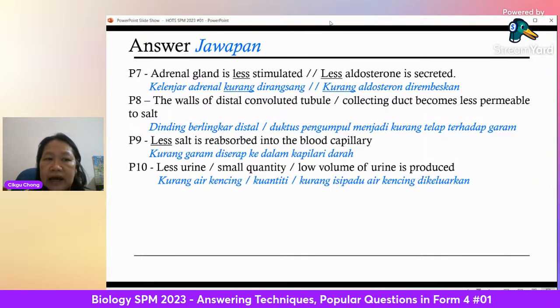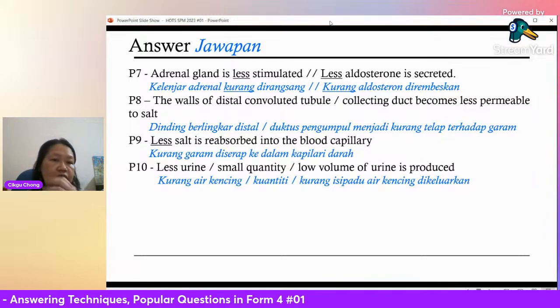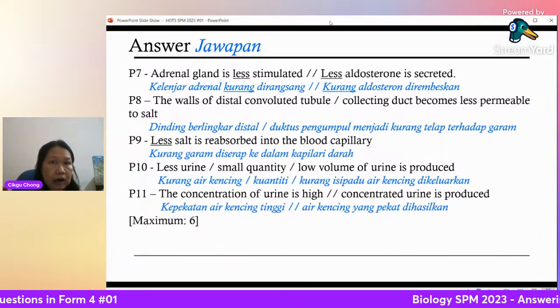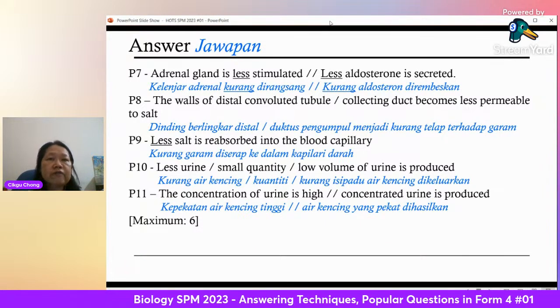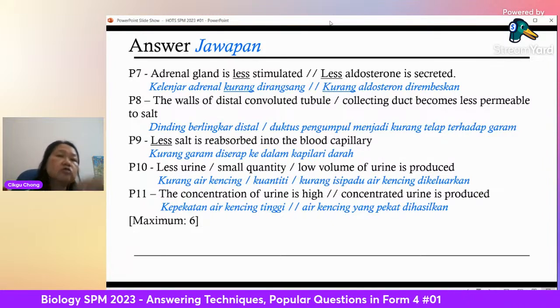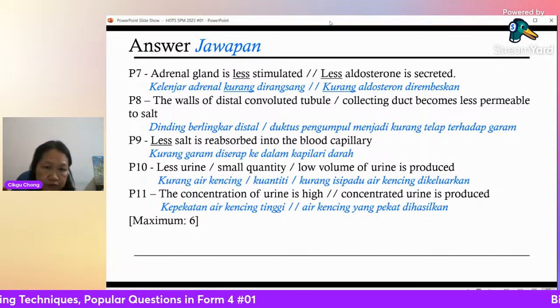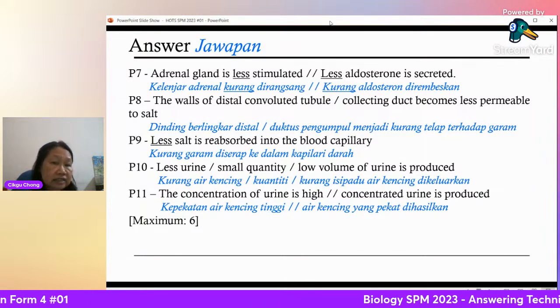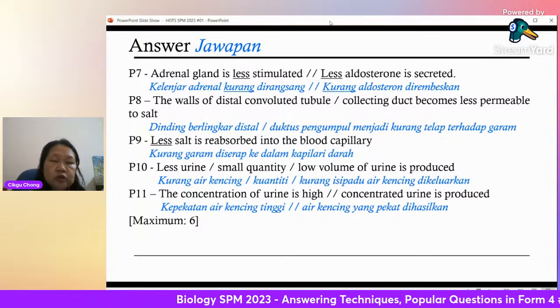So the quantity or the volume of urine is less because you already reabsorbed back the water. And also the concentration of urine that you make now, that you keluarkan, is going to be higher concentration because you have not allowed the salt to be taken back. You let the salt go out. You let the salt be removed. So air kencing yang pekat dihasilkan, concentrated urine is produced. Any 6 of these points, you have almost 12 points.